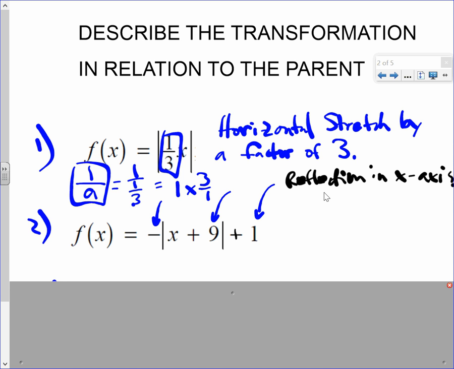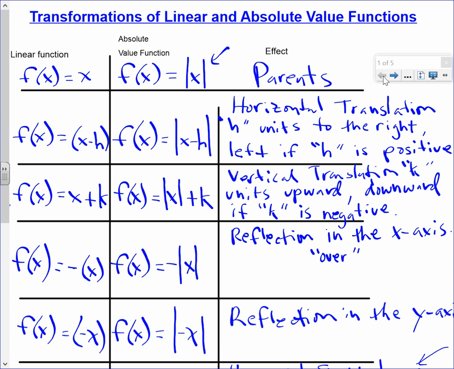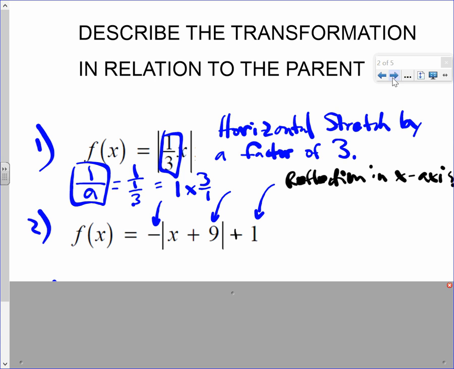How about the plus 9? Let me look at my notes. Which one has to do with adding something inside parentheses or inside grouping symbols? Here we are. The minus h. Horizontal translation, moving horizontally h units to the right and left if h is positive. H is positive. So this is going to be a horizontal translation. You can abbreviate if you want. Horizontal translation, 9 units. To the left or to the right? The left. There's our second sentence.